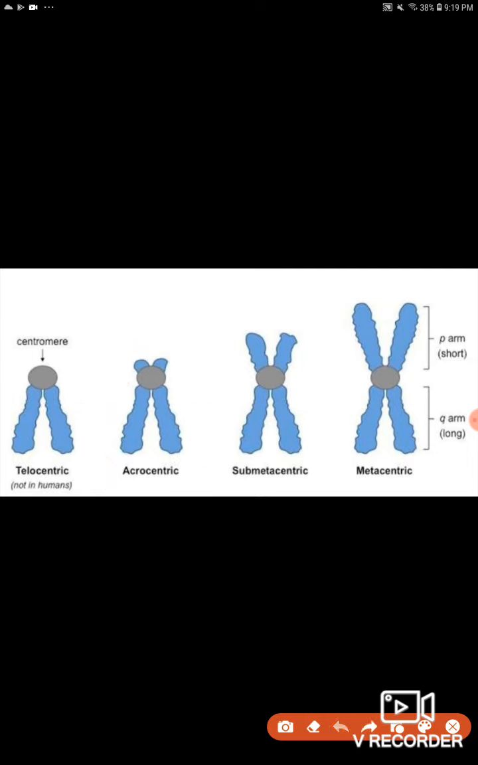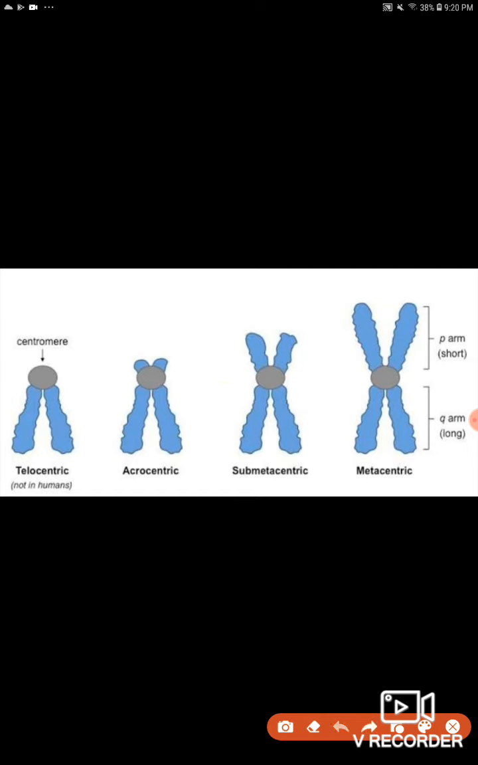Next, submetacentric. They are also called L shape. They are not rod shape, they are L shape, with the centromere slightly away from the midpoint. Here two arms are present, but as usual they are unequal.